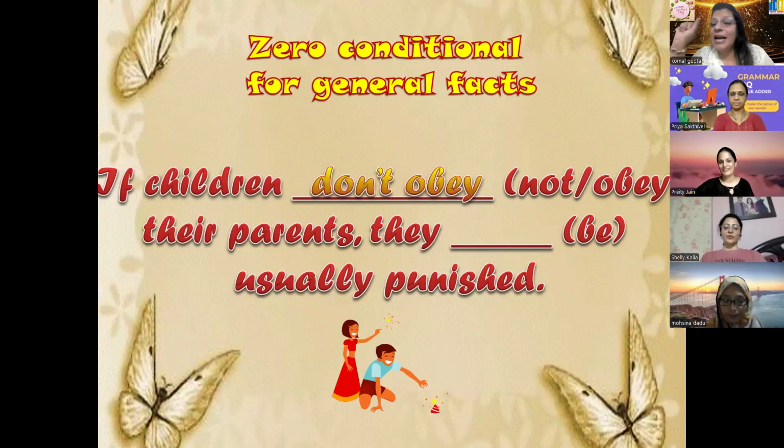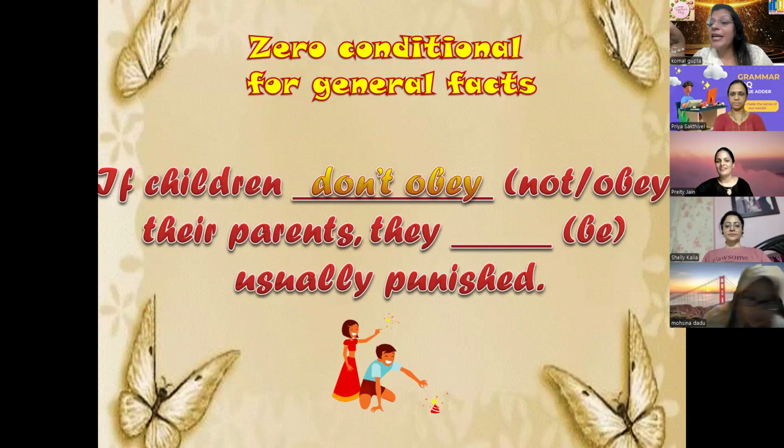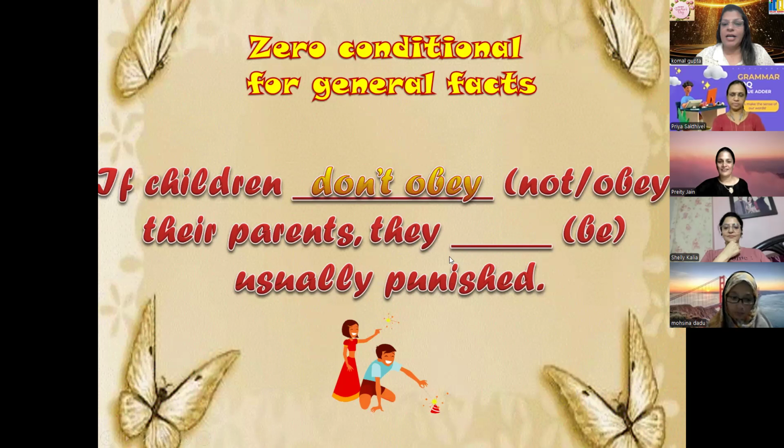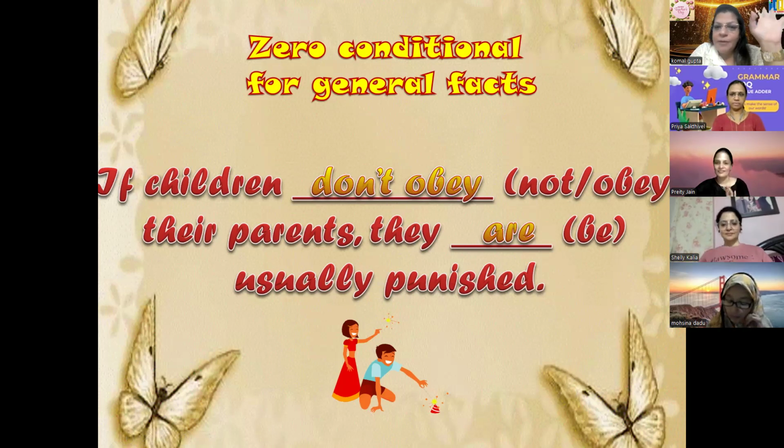Because it is present indefinite negative, we have to add the word do. If it is negative, just put do not, if it is plural. If the children do not obey their parents, they are usually punished. Very nice. Because it is a be family verb, what are the members of the be family? Is, am, are. Because in present tense it is are. In conditional 0, we always use is, am, are, the be family members.